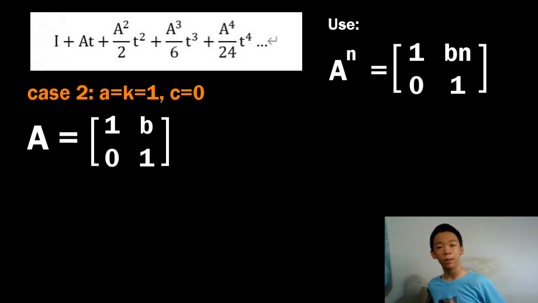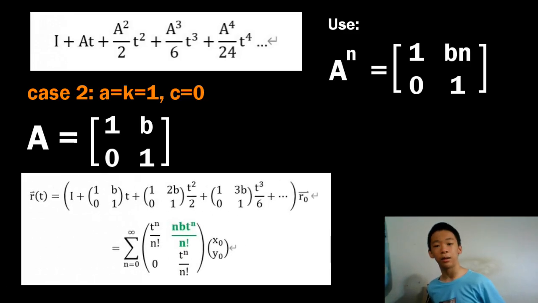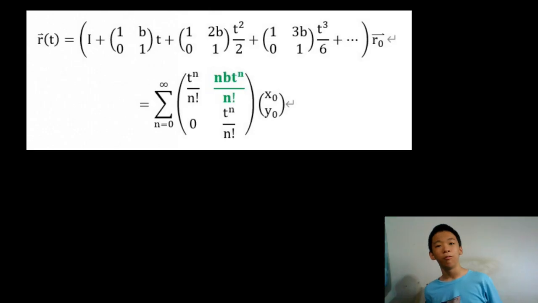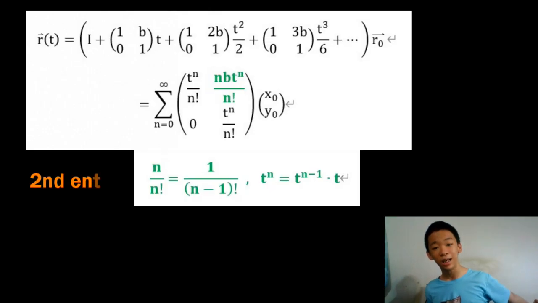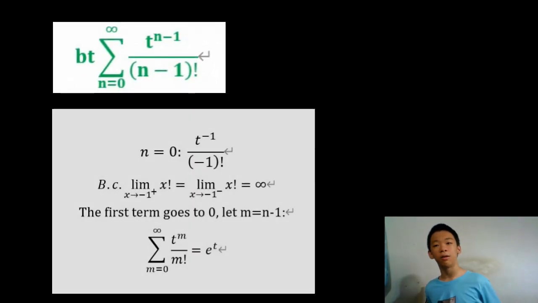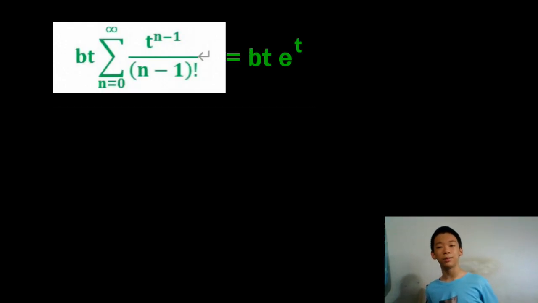Using the property that this matrix to the nth power equals 1, nb, 0, 1, we get that r of t can expand like the following. Notice that the first and fourth entries both evaluate to e to the t, while the third entry is still 0. As for the second entry, write n over n factorial as 1 over n minus 1 factorial and separate t to the n into t to the n minus 1 times t, then pull the b times t out. Then, notice when n equals 0, we get t to the negative 1 over negative 1 factorial. When x approaches negative 1, the function x factorial goes to infinity, and so the first term goes to 0, so we can ignore it. So this series evaluates to b times t e to the t.